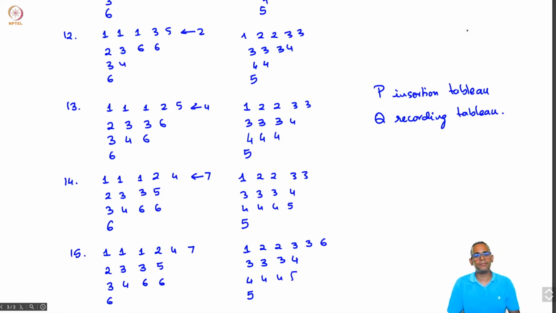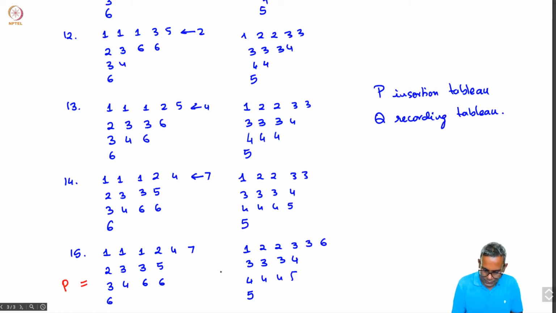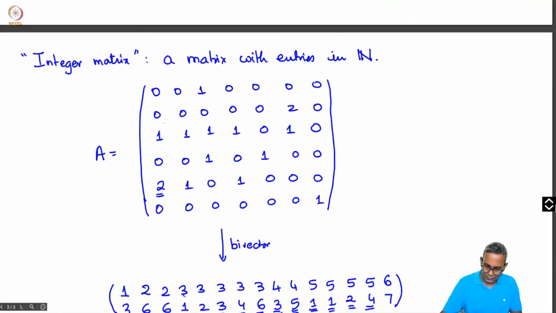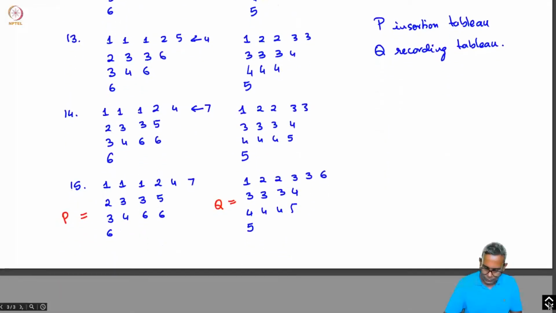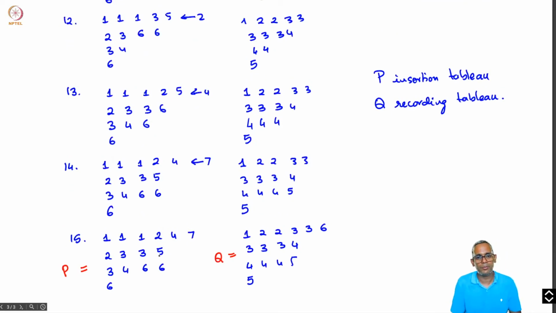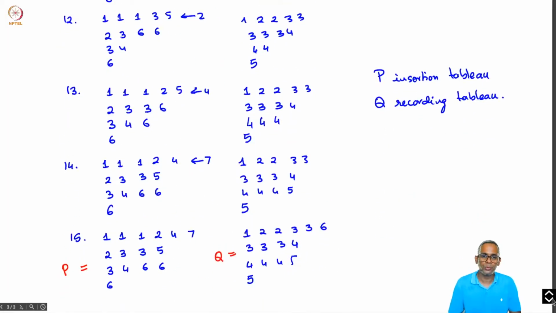Continuing in this manner, we are finally able to compute the insertion tableau P and the recording tableau Q associated to the original integer matrix that we had started with. Now we've already seen that P is going to be a semi-standard Young tableau, namely with weakly increasing rows and strictly increasing columns, and using the properties of the two-line array that I talked about earlier, you can also show that Q will be a semi-standard Young tableau.